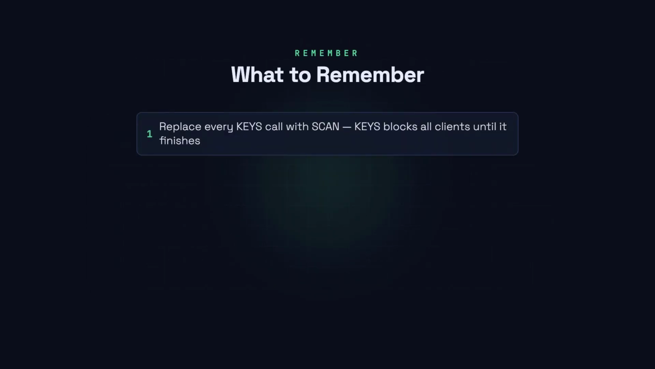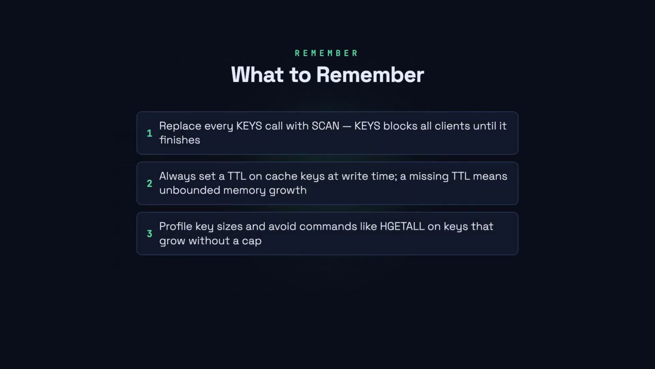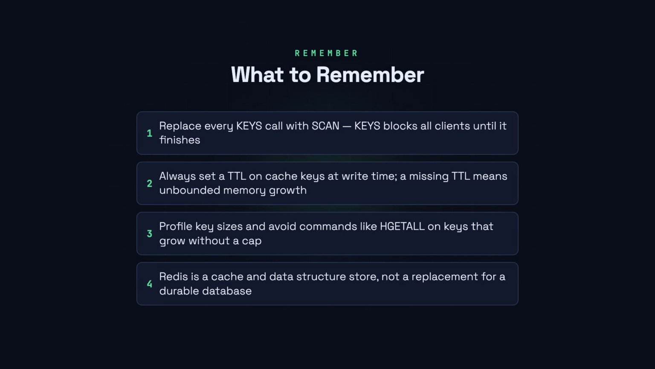4 rules. Use scan not keys, always set TTLs, watch for big keys and slow commands, and keep a durable database alongside Redis. Catch any one of these in review and you have just prevented a production incident.